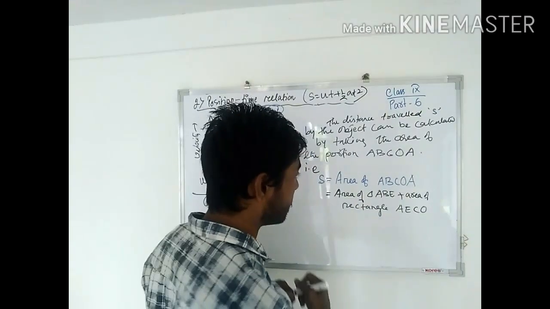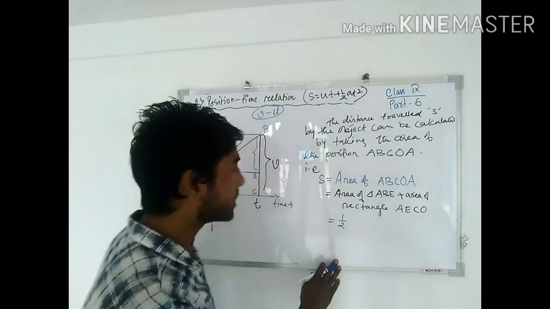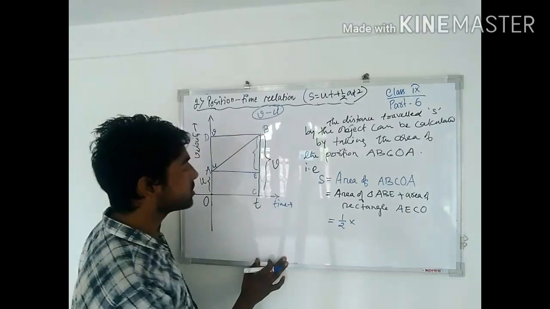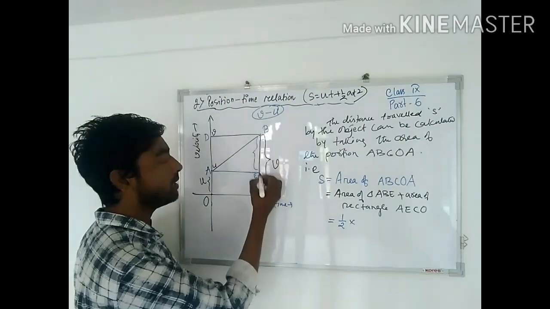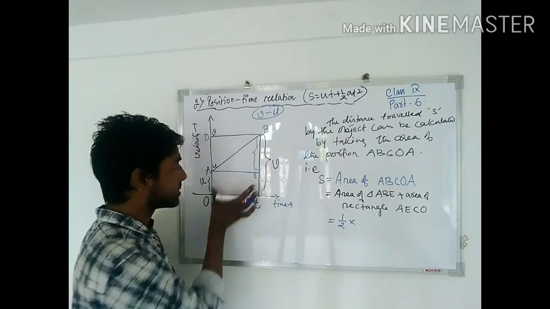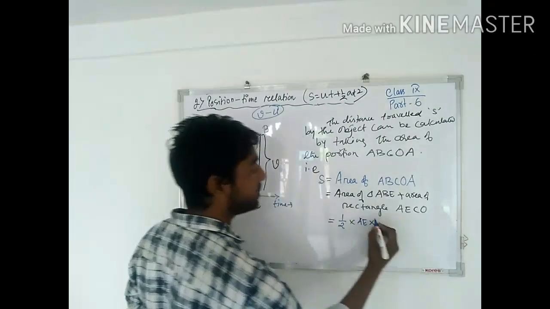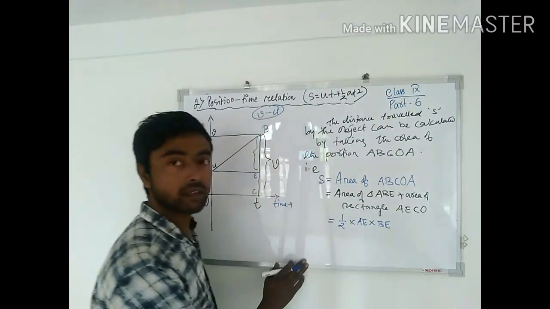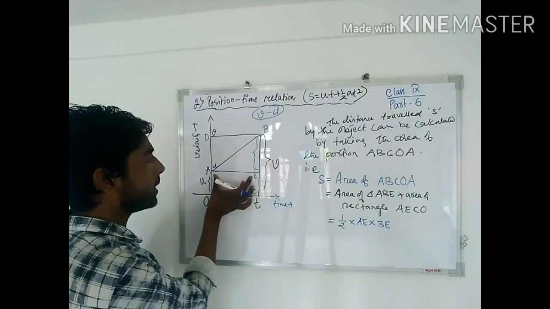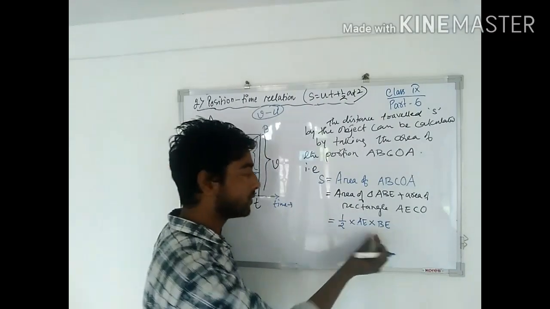So how you will write? Area of what? Rectangle. Area of triangle is what? Half into base into height. What is half? Half is there. Base is what? In this case, ABE. ABE is a triangle. In this triangle, what is the base? AE is the base. Done. What is height? BE is the height. Clear? Done. AE is the base, BE is the height. So I am writing half into base into height. This is the area of this triangle.